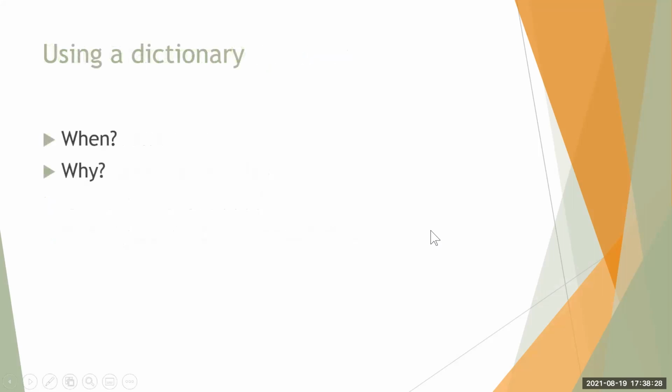So when and why do we use a dictionary? You use a dictionary in any situation where you're not sure what the word you are reading or seeing means. Or if you're thinking of using a word, it's good to check it up in a dictionary first to make sure that the word is appropriate for the context or the situation or the person to which you're going to apply it. How do you use a dictionary?